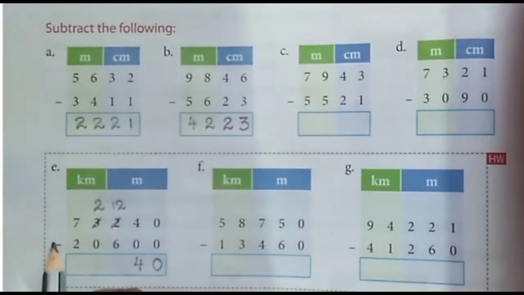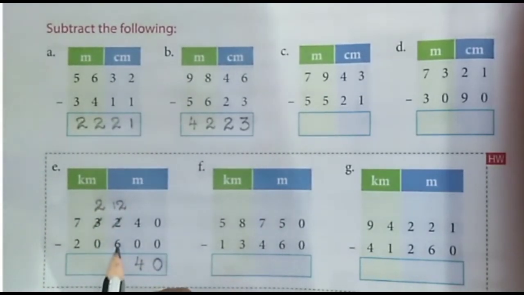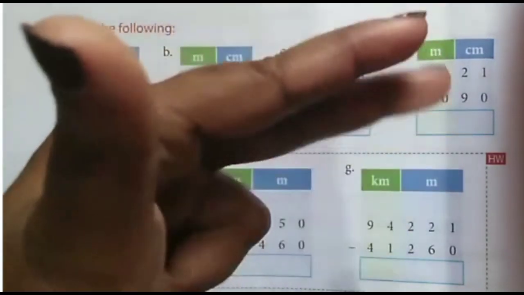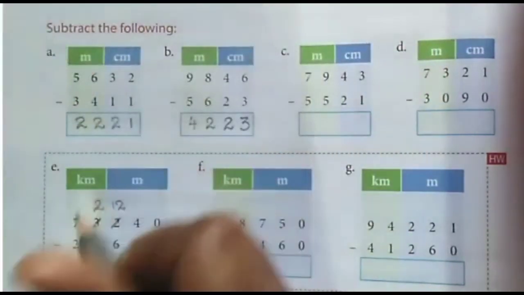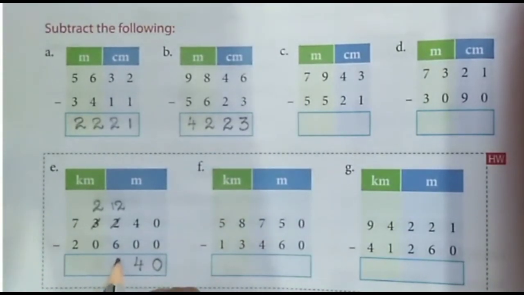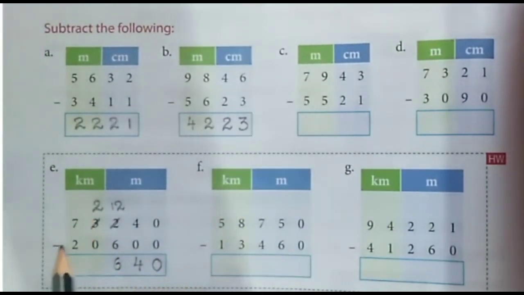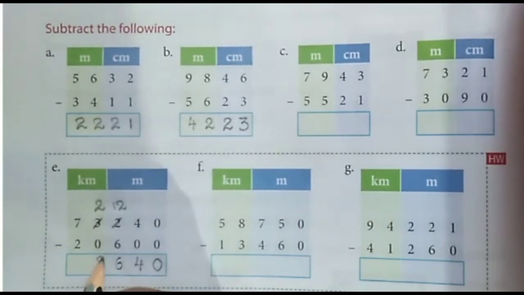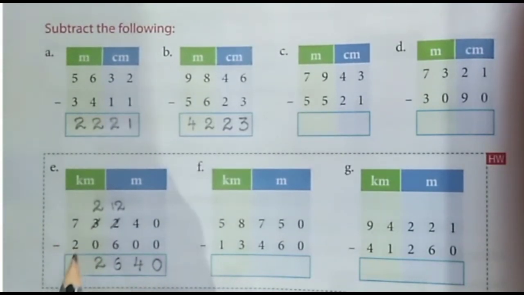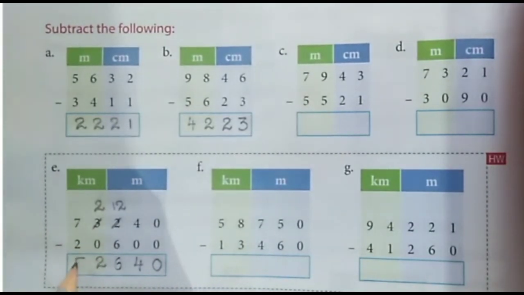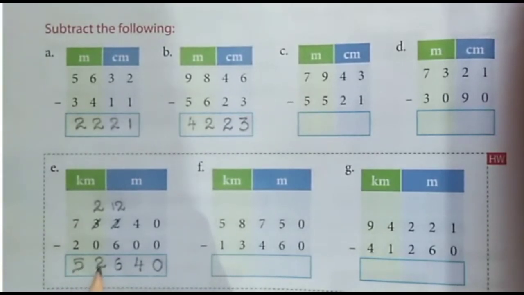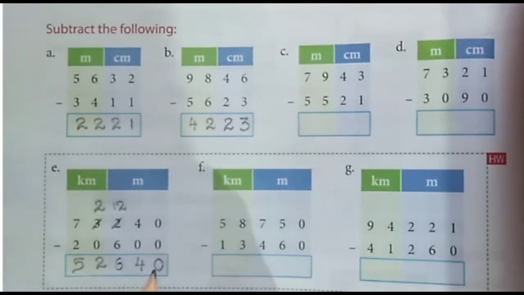Now subtract 12 minus 6. We know that 12 minus 6, the answer is yes. Count 7, 8, 9, 10, 11, 12. The answer is yes 6. Now subtract 2 minus 0, the answer is yes 2. Then 7 minus 2, the answer is yes 5. So the answer is 52 kilometers, 640 meters.